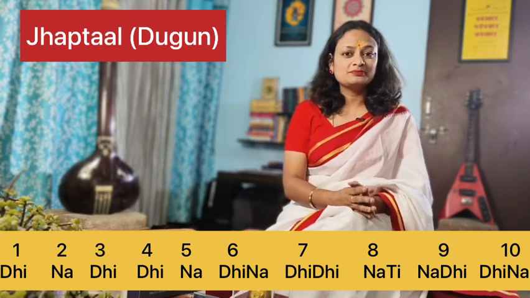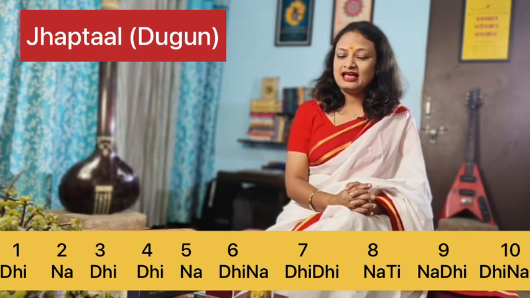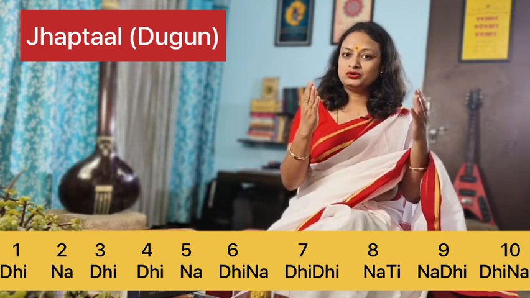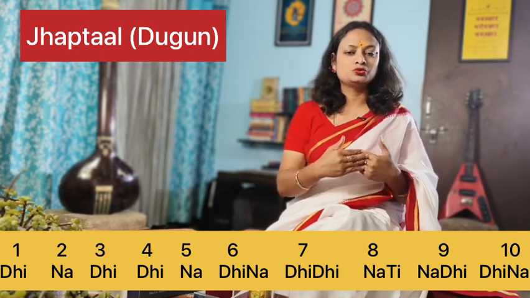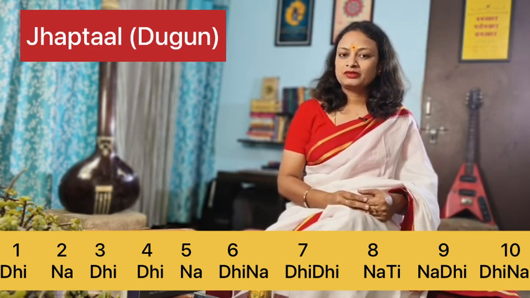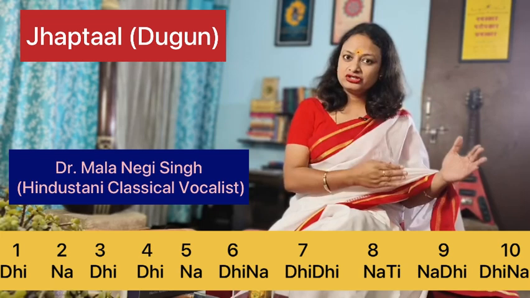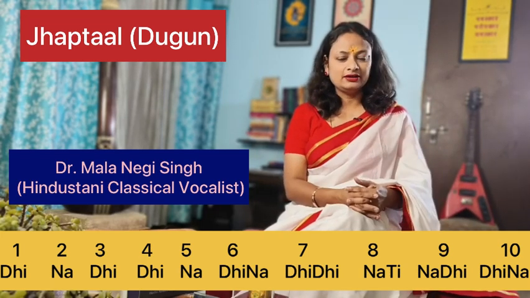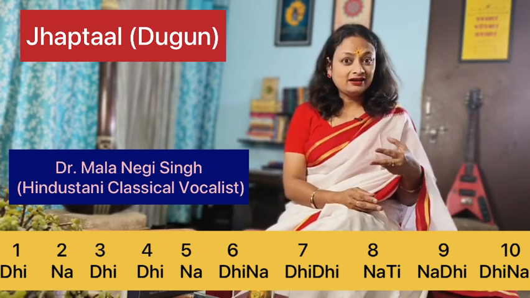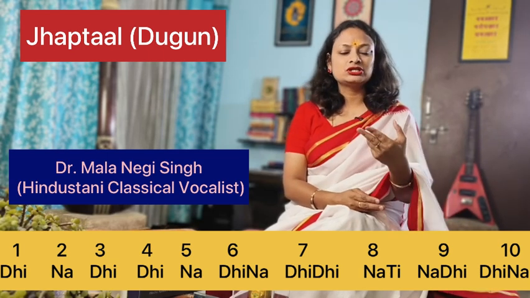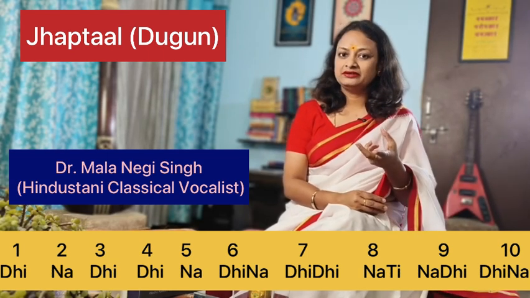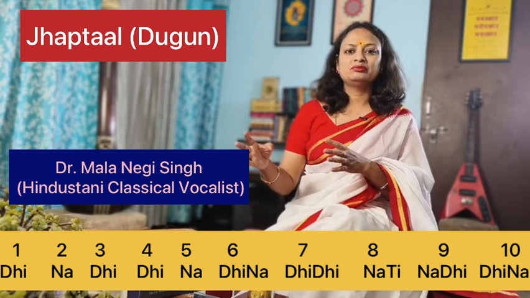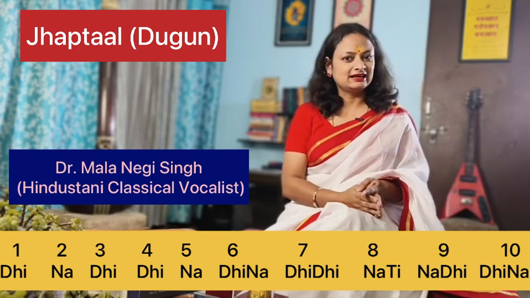If we talk about Jhaptaal, it is a 10 matra taal, and when you divide 10 by 2, it makes 5, which means from first to fifth matra, you will present this taal in thale or ekun, and from sixth matra onwards, you will double the speed. Okay, and then you will complete the dugun of this particular taal.